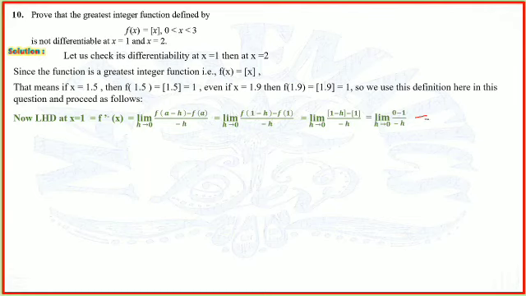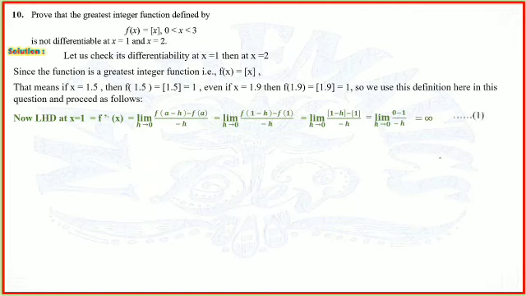Then it should be equal to limit h tends to 0, minus 1 upon minus h. Then minus and minus will cancel, and when we are taking limit h tends to 0, its overall value will be undefined. So its value is undefined. Equation number 1.